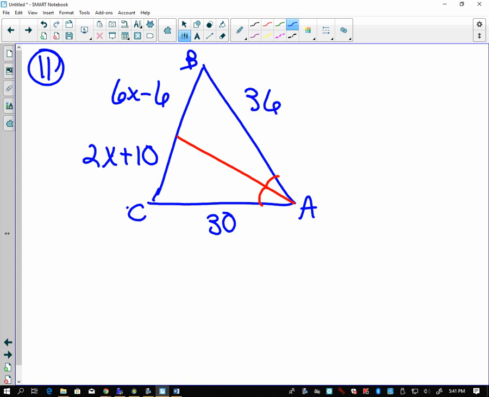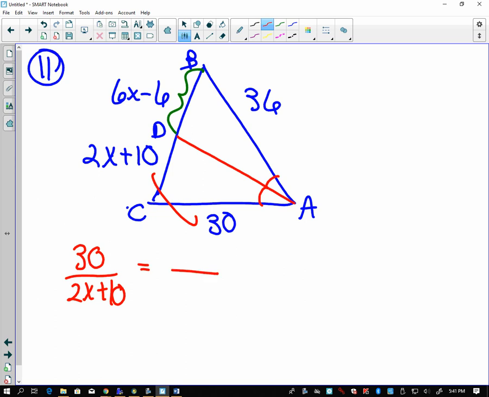The question is going to ask what is BD? What is that length right there? That's the important part, because I'm going to solve for x, but I need to plug x back in to find out what BD actually is. So in this case, I'm going to write 30 over 2x plus 10 equals 36 over 6x minus 6.